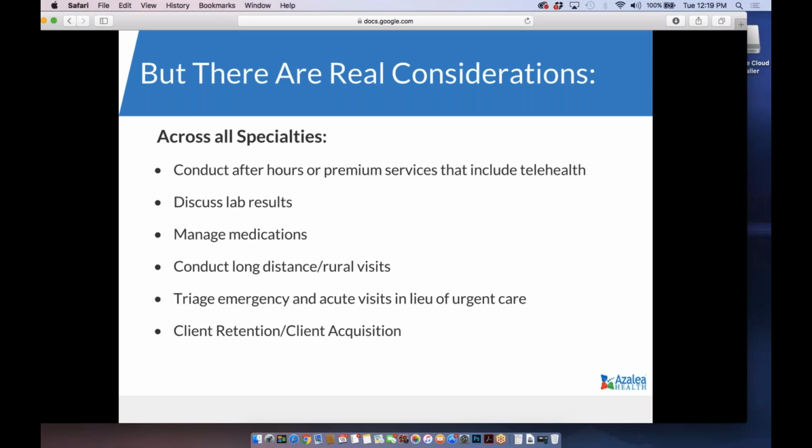Lastly, but not leastly, telehealth provides a way for you to retain your existing patients, but also to increase your patient population if that's a goal you have ultimately. And I'll talk about how telehealth can actually dovetail into your marketing. But client acquisition is an important strategy for most practices, and telehealth is a really important way to do that. Next slide.